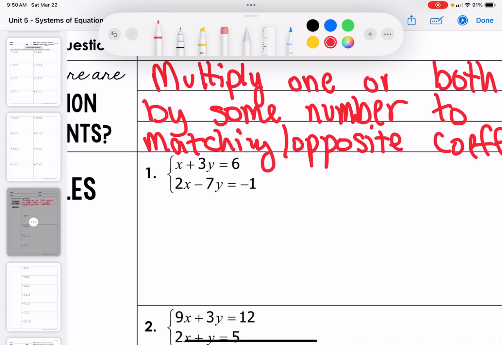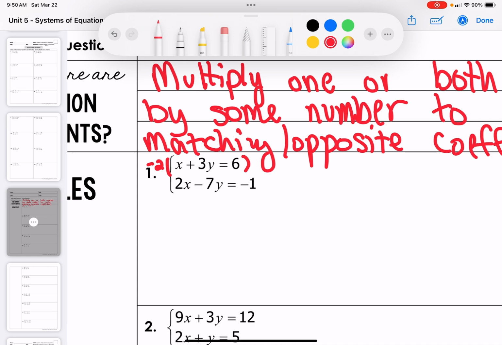the easiest route to see right now is just the x's, right? We just have an x here and we have a 2x. Well, what could we multiply the top by to give us a common coefficient between the x and the 2x, right? So I'm going to multiply the top by negative 2. But when we multiply, if you did negative 2, then you could just combine, right? You could just add the top and the bottom. But if you did 2, then you would have to subtract. But I'm just going to do a negative 2.